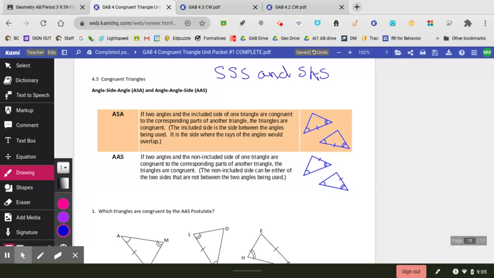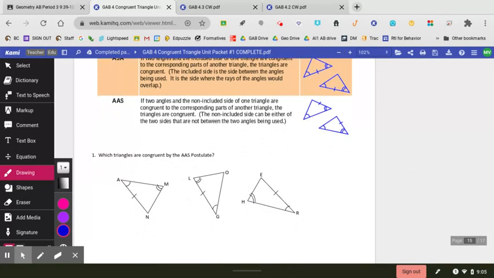Angle side angle is if two angles and the included side of one triangle are congruent to the corresponding parts of the other triangle. The triangles are congruent. The included side is the side between the angles; if the sides were the rays of the angles, they would overlap. Angle angle side is if two angles and the non-included side of one triangle are congruent to the corresponding parts of the other triangle. The non-included side can be either of the two sides that are not between the two angles being used.